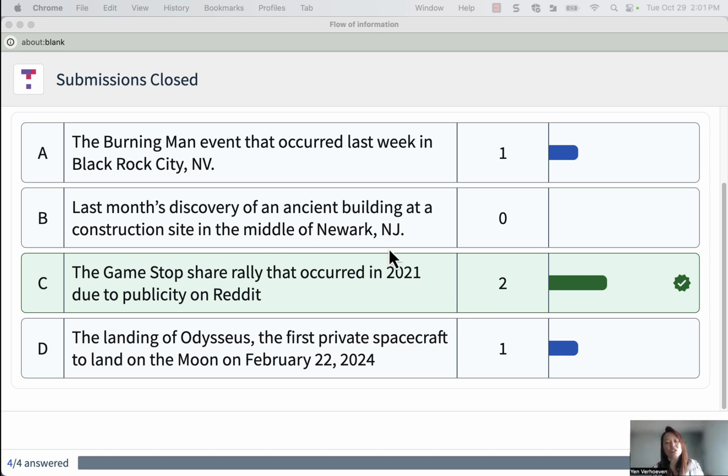Too new for scholarly articles to come out. This occurred in 2021, and that is the correct answer, right? This is over a year ago, and so it's had time for peer-reviewed information. And so, yes, you're going to get more on this. Okay, February 22nd, 2024 is in this year, right? So you may get 1 or 2 articles, maybe, but not as many as C, okay?